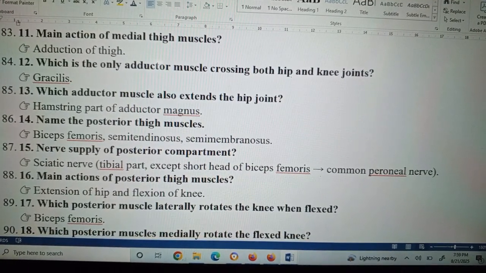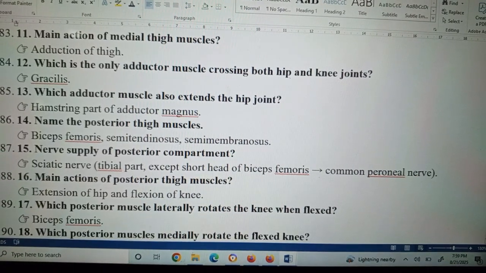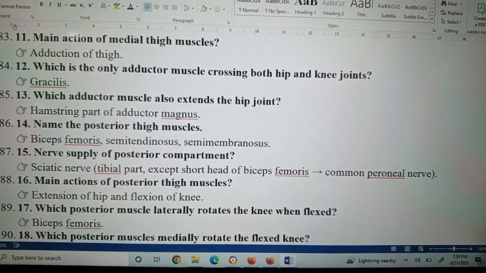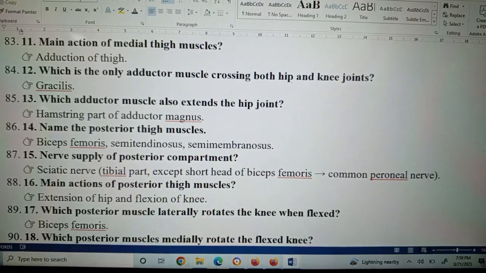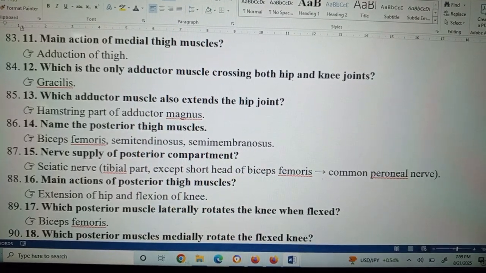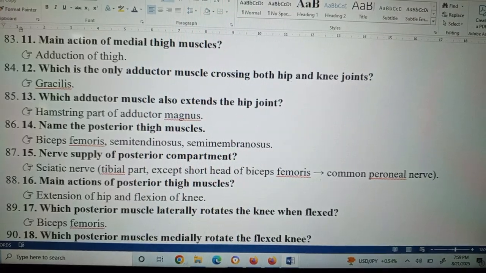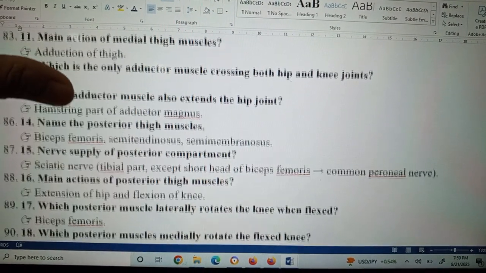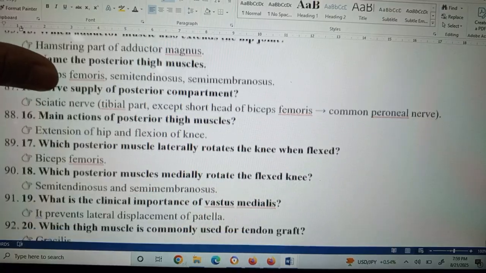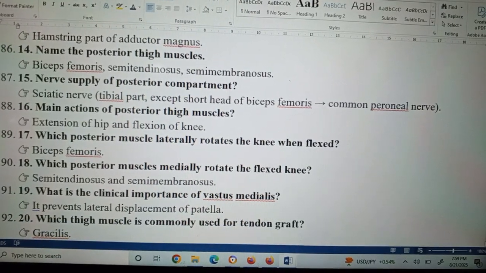Name the posterior thigh muscles. It is the biceps femoris, semimembranosus, semitendinosus, and they are supplied by the sciatic nerve, tibial part, except the short head of the biceps femoris, which is supplied by the common peroneal nerve. What is the main action of the posterior thigh muscles? Extension of the hip and flexion of the knee.